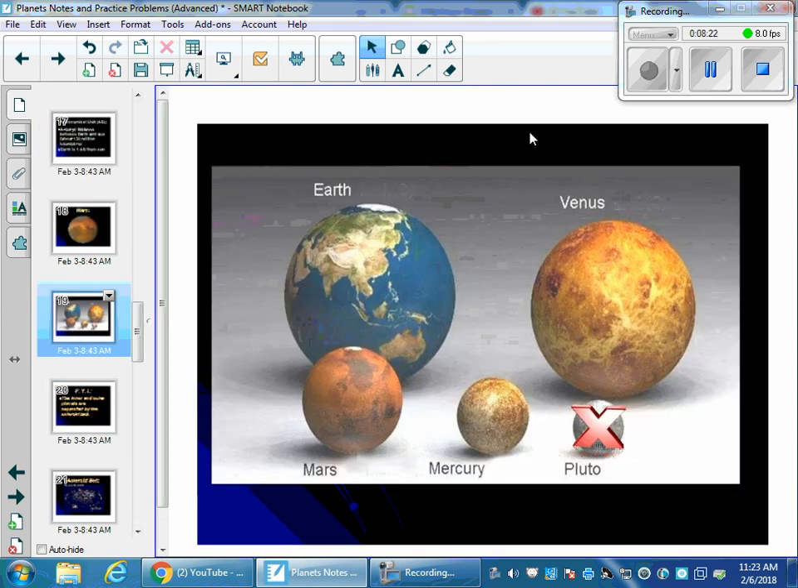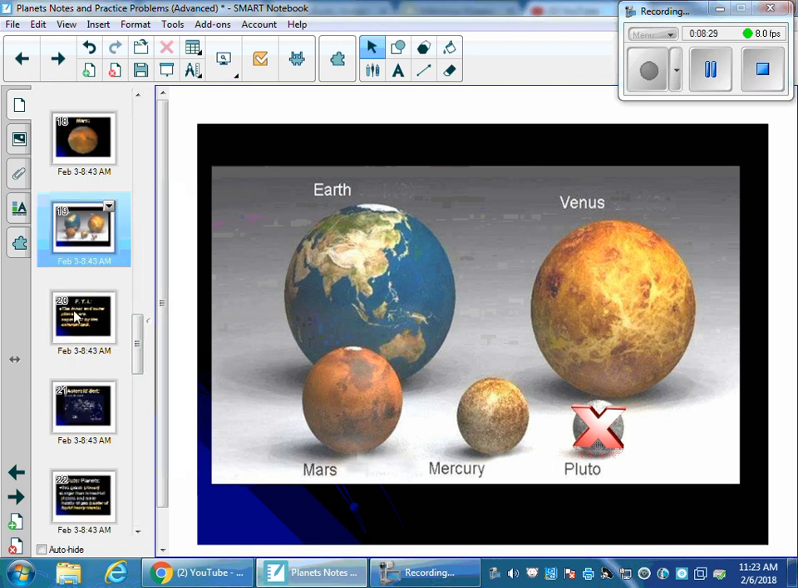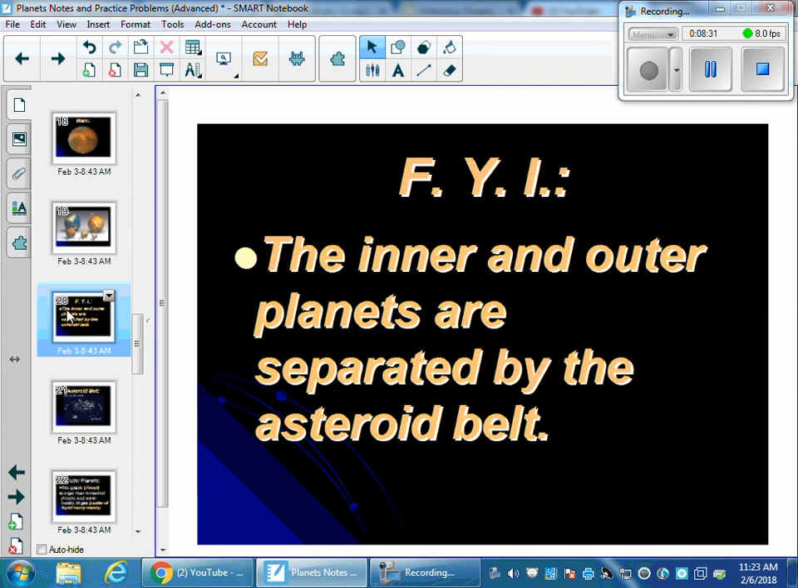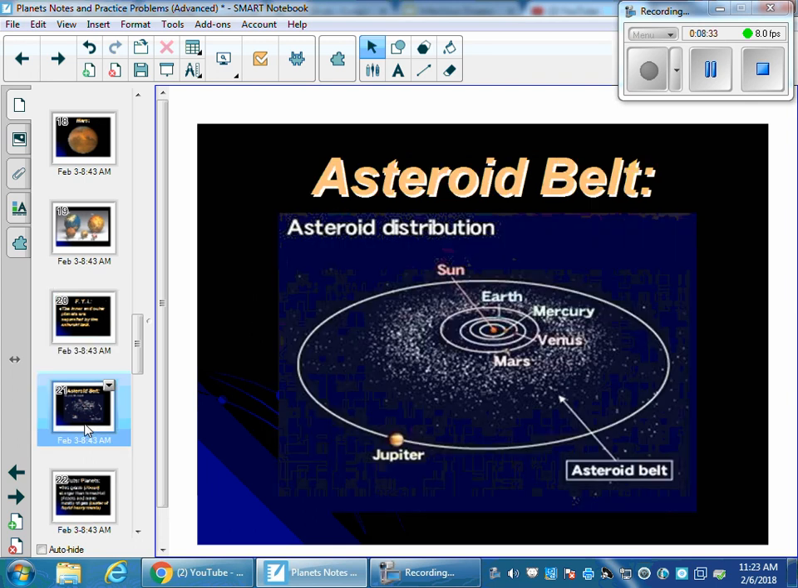Here's a picture showing the different inner planets here. Pluto's not there, but it was added onto this diagram. Between our inner and outer planets, we have the asteroid belt. And the asteroid belt, if it shows here, we have the asteroid belt, and before we get to our outer planets, which start with Jupiter.